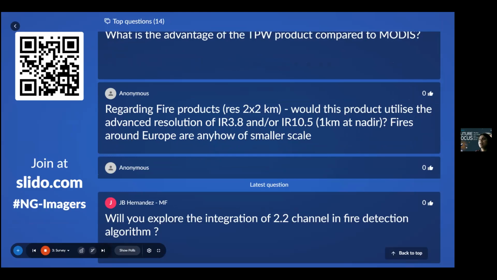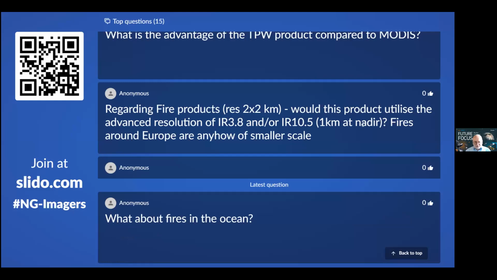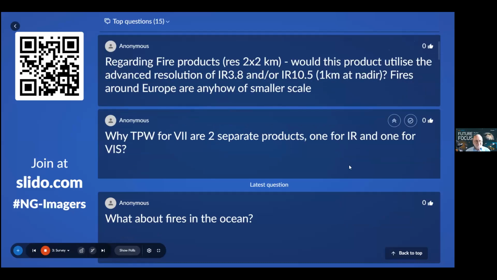This is on fire. Regarding fire products resolution 2 by 2 kilometer, would this product utilize the advanced resolution of IR 3.8 and/or IR 10.5, 1 kilometer? Fires around Europe are anyhow of smaller scale. It's of course possible to have a 1 kilometer or the highest resolution, but currently we have only the mandate to do it on a 2 kilometer resolution. But I would like and be happy to do it on the highest possible scale.